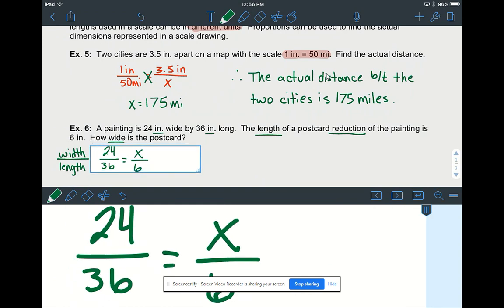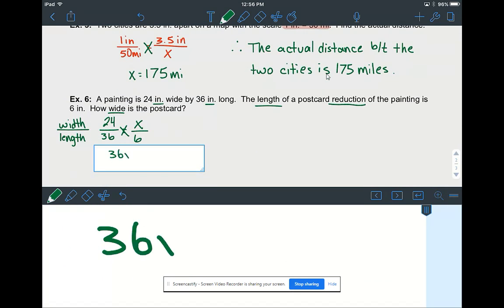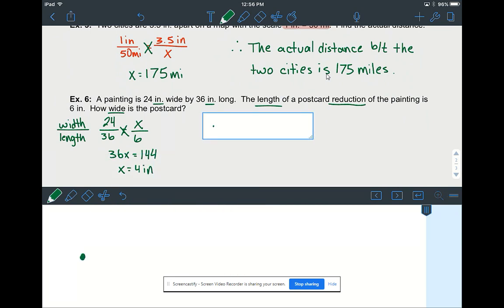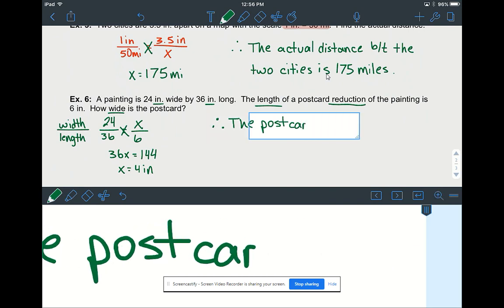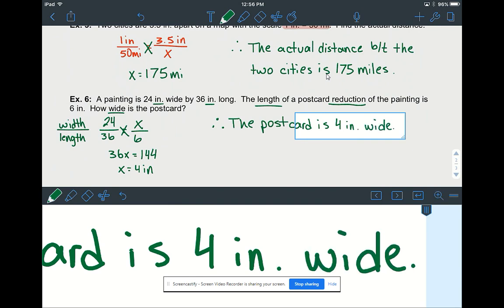And then we cross multiply and solve. So we're at 36x equals 24 times 6. It's 144. Divide that by 36. So x equals 4 inches. So therefore, how wide is the postcard? The postcard is 4 inches wide. Period.